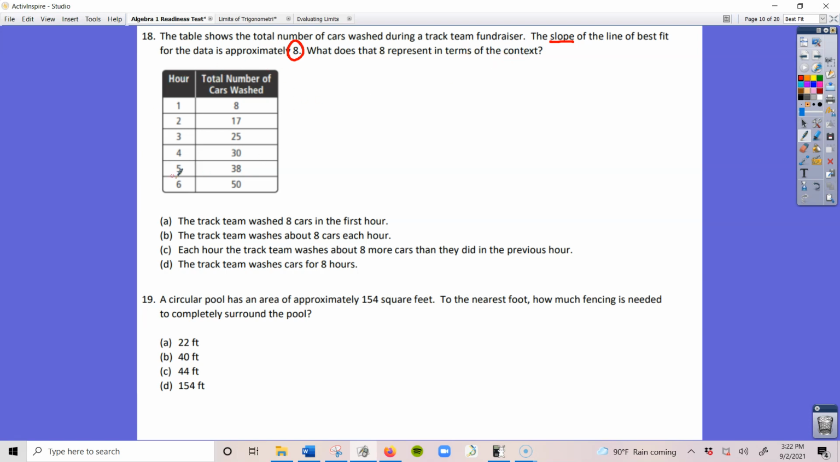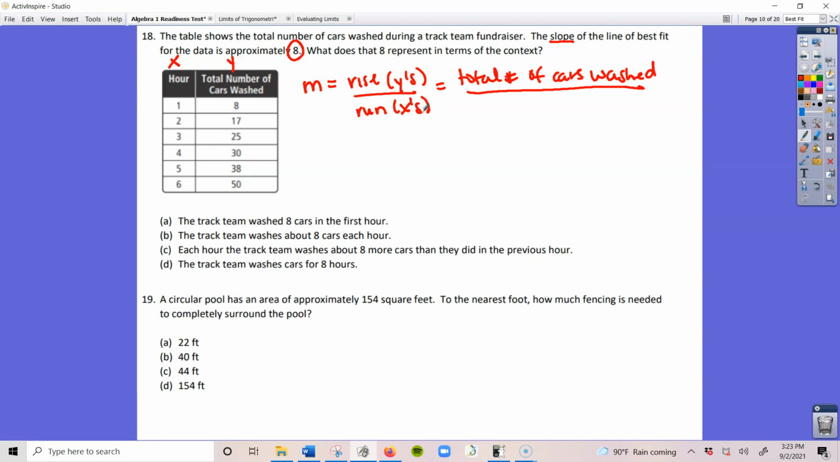So when you look at your table here, when you're given tables, typically the first column represents the x and the second column represents the y's. Slope is the rise, which is the y's, divided by the run, which is the x's. So let's write out what this represents. The y's are the total number of cars washed. The x's represent the hour.